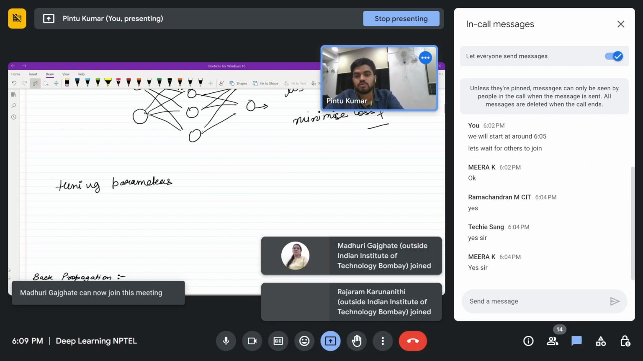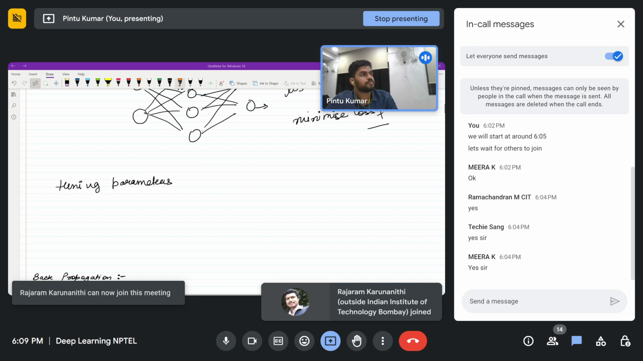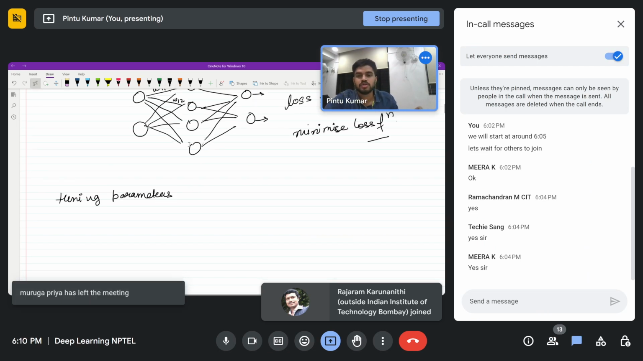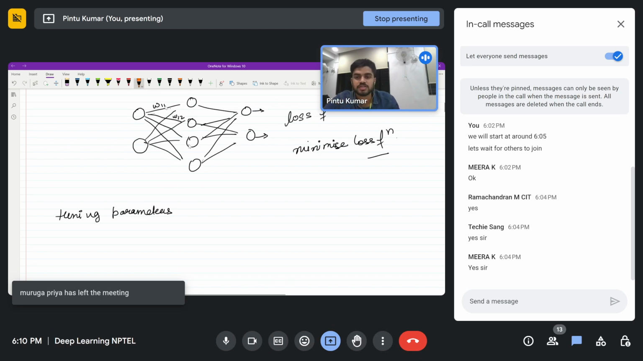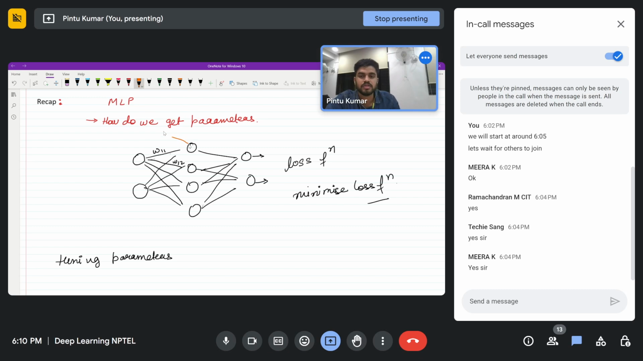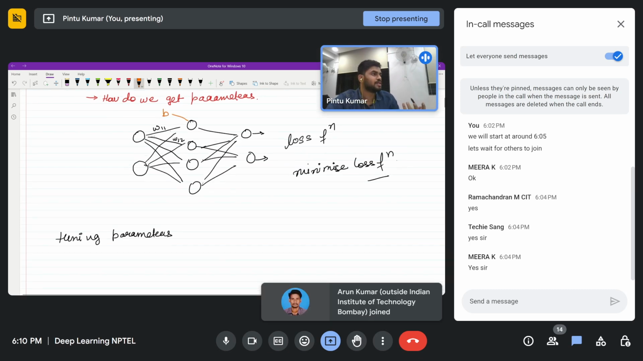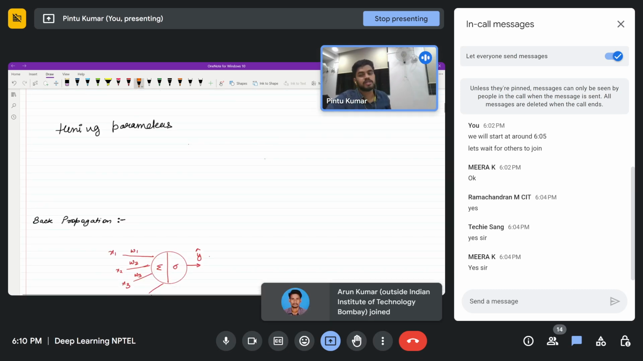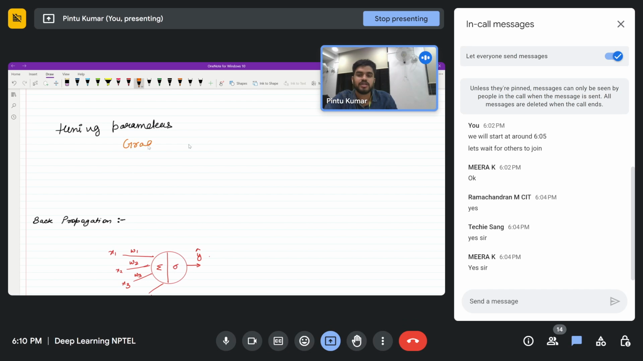Yeah. So we want to tune the parameters, right? So what are those parameters that we want to tune? The parameters that we want to tune are these weights along with the biases. And what is the method that we are going to adopt for it? The method that we are going to adopt is known as gradient descent, which we did in sufficient detail last time.